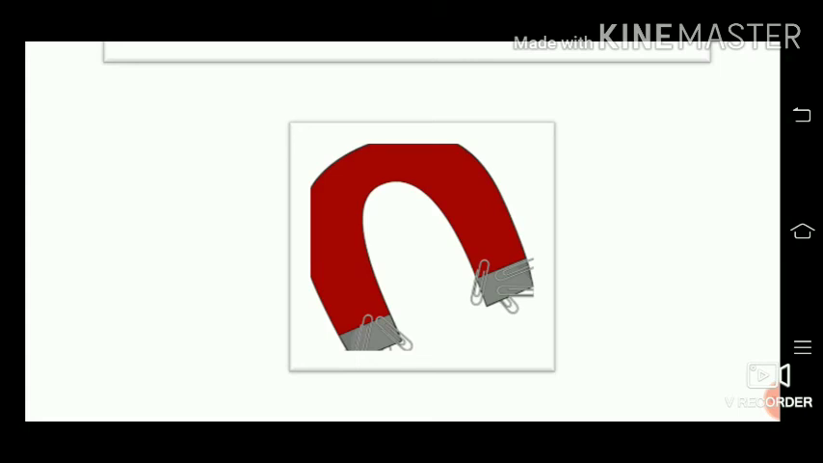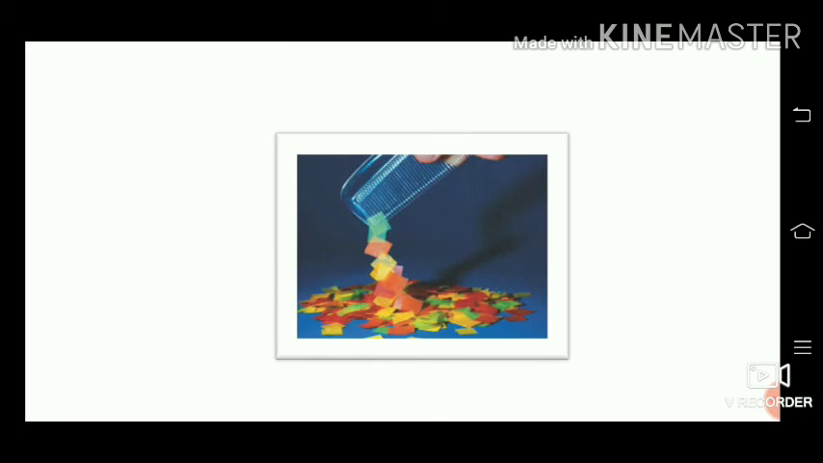Moving on to the next, electrostatic force. Two like charges repel while two unlike charges attract each other.